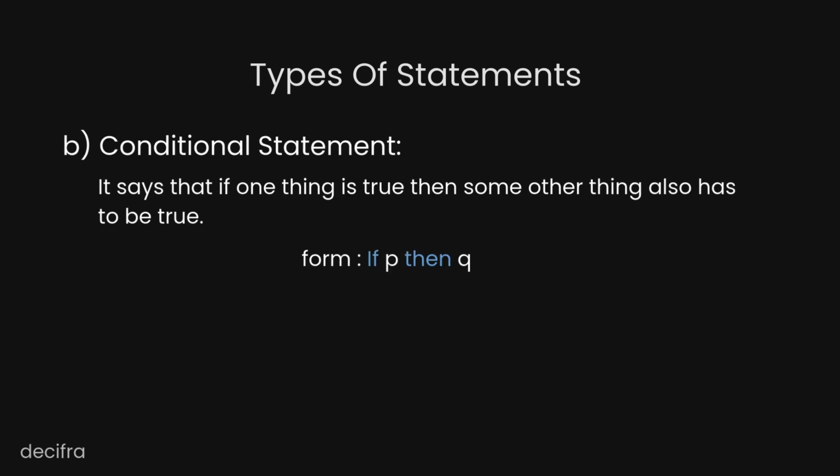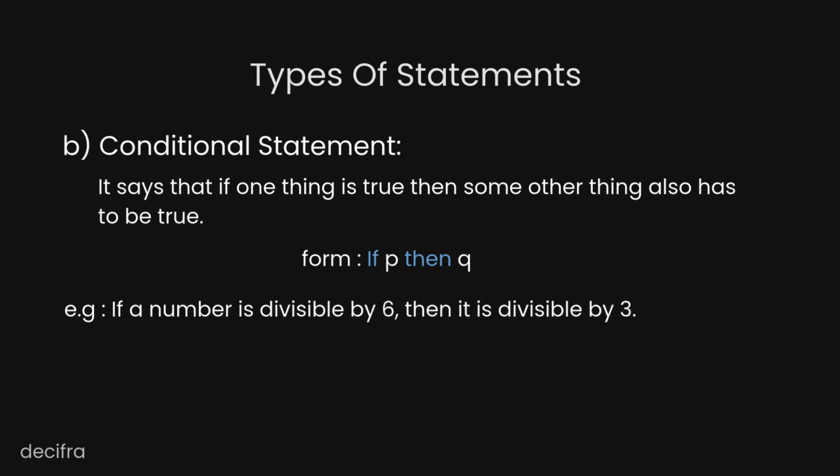The next is conditional statements. A conditional statement says that if one thing is true, then some other thing also has to be true. It has the form if P then Q. For example, if a number is divisible by 6, then it is divisible by 3. Here you are not saying every number is divisible by 6. You are only saying that whenever that happens, divisibility by 3 must follow.